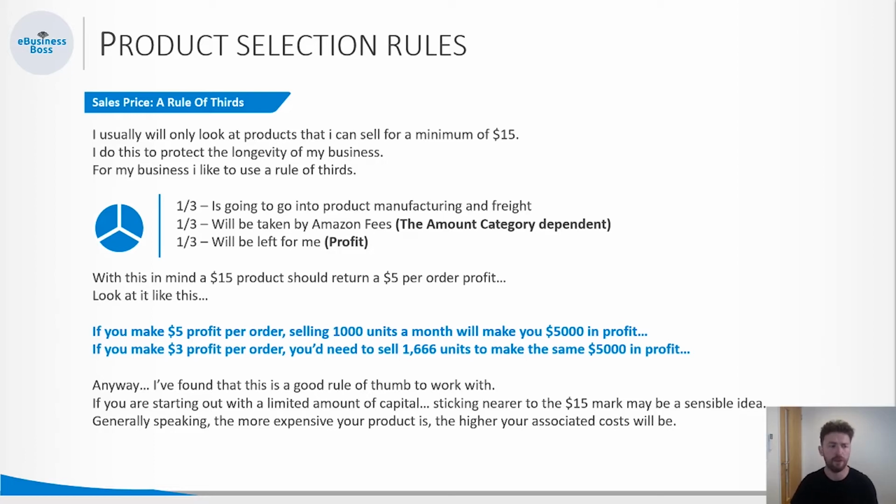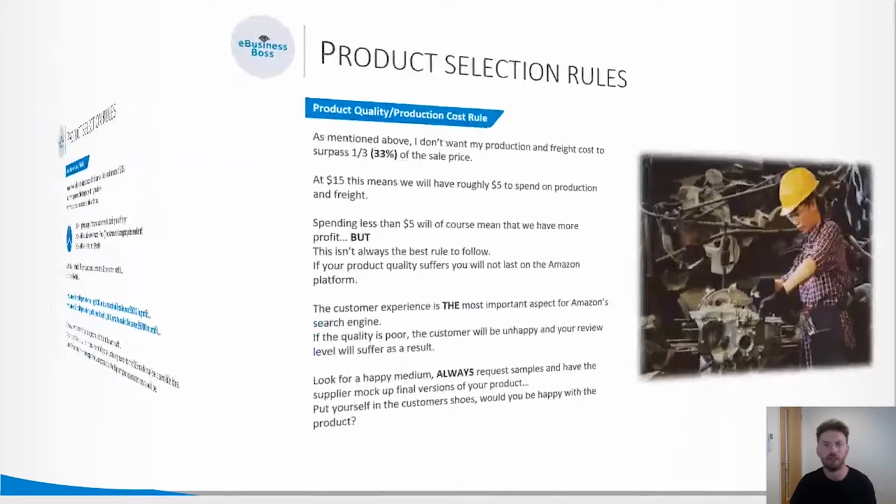So if you're just starting out, you've got a limited amount of capital to invest, I would recommend sticking nearer to the $15 mark. You can, of course, look for more expensive products. The video you'll see at the top of the screen talks about another strategy we use, which involves looking for high ticket items. Now, with these items, usually your profit margin will be much bigger. Don't watch that video now. Watch this video all the way through first, because there's some things you need to understand before you watch that. So let's keep this moving on.